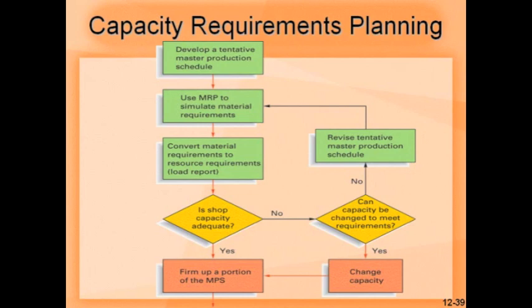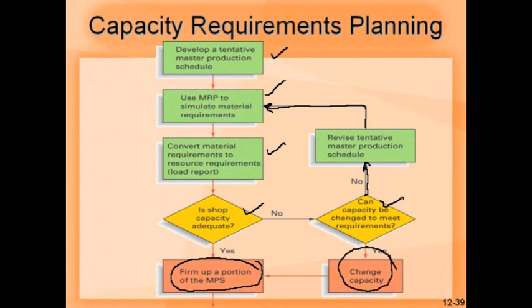If you look at this flow chart, it starts with developing a tentative master production schedule, then using MRP to simulate material requirements, then converting material requirements to resource requirements, which is the load report, and then asking a question: is shop capacity adequate? If the answer is no, we ask, can capacity be changed to meet requirements, like by doing overtime or subcontracting? If the answer is again no, it goes back to revising the tentative master production schedule and back to the loop. But if the answer is yes, then form up a portion of the MPS, the master production schedule. And if the capacity can be changed, then change the capacity, like do some subcontracting or overtime.